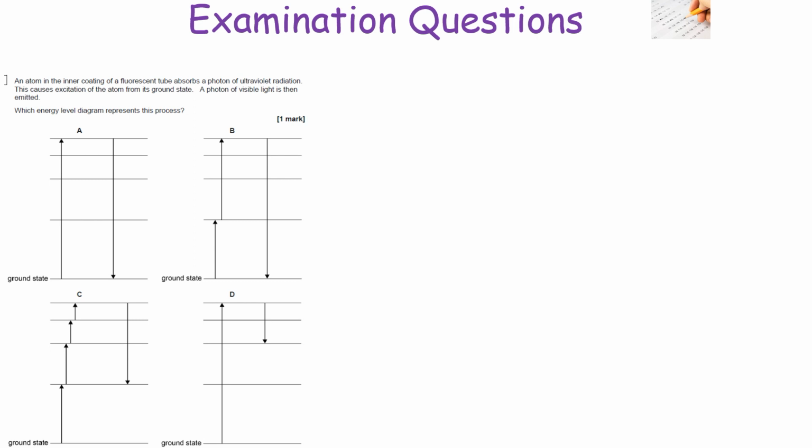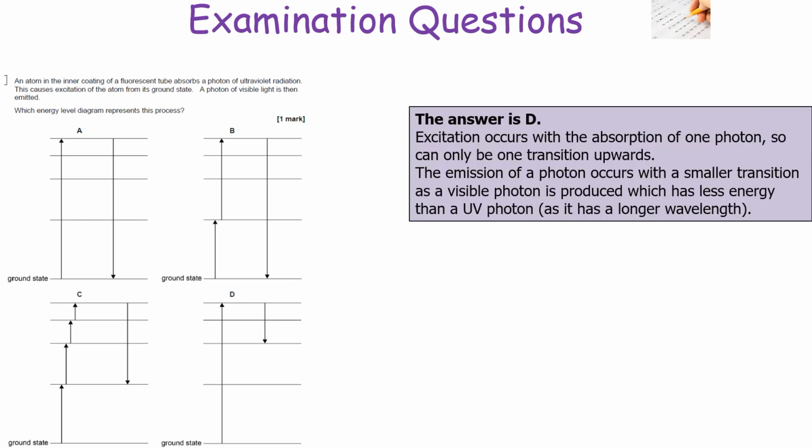Right, the answer here is going to be D, because excitation only occurs with the absorption of one photon, because that's what's stated in the question. So there can only be one transition upwards to cause this excitation. But the emission of a photon occurs with a smaller transition than the excitation, because it's a visible photon produced, which has less energy than a UV photon, because it's got a longer wavelength, so therefore lower frequency, so the transition downwards has to be a smaller difference than the transition upwards. So the only possible combination of this is D.